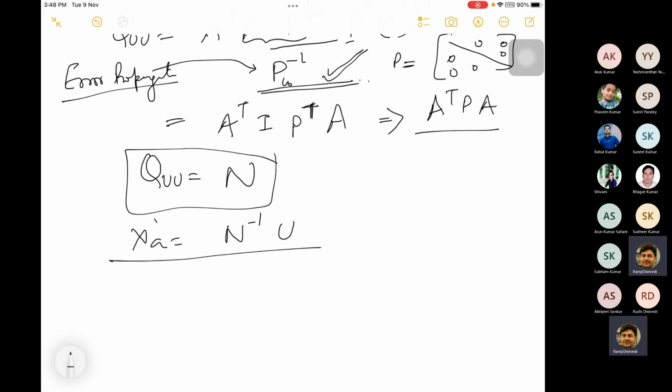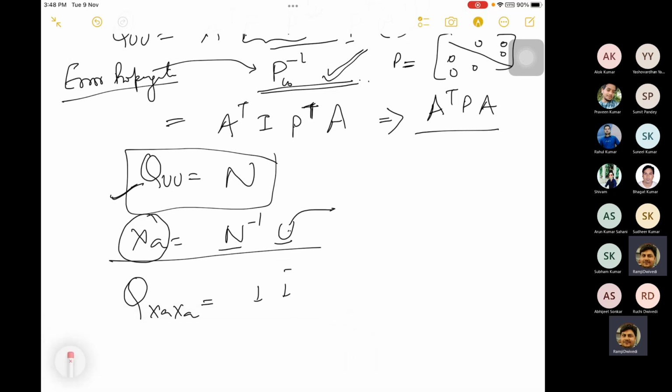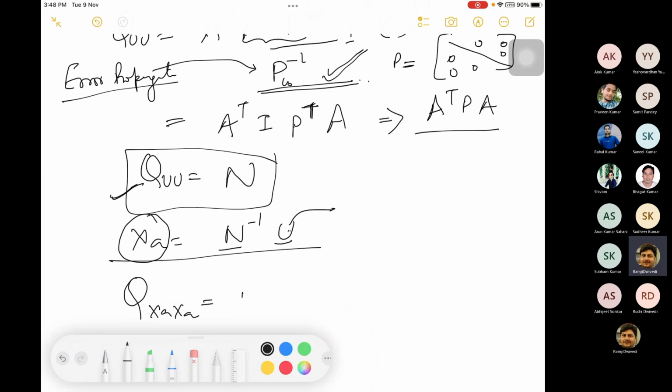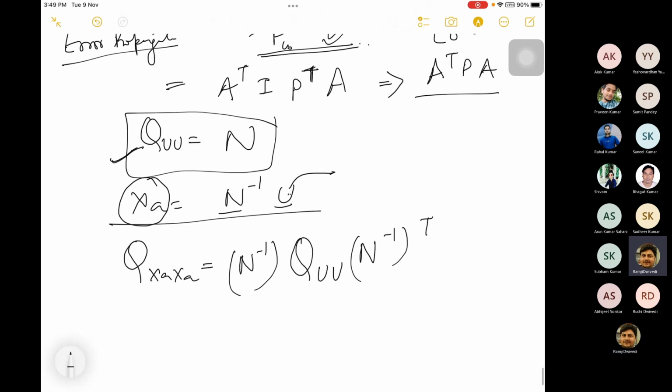Now if you need to understand the variability in QXA, N, the component of N is ATPA. They are all constants. A is constant, P is constant, A is constant. What is U? We know that the variability in U is estimated again. So how to write the QXA? QXA is written as N inverse QUU N inverse transpose.